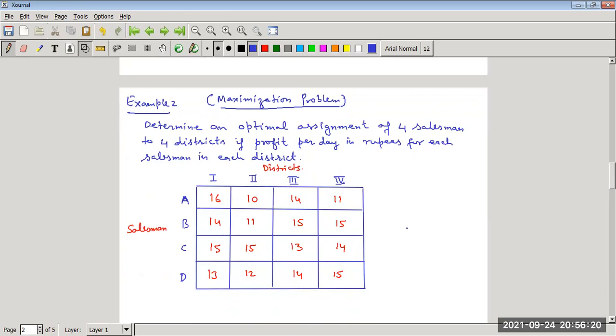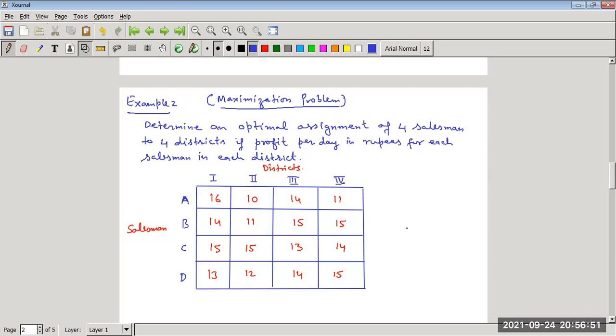What type of problems are maximization problems? Sometimes assignment problems deal with maximization of the objective function rather than minimization. It may be required to assign jobs to persons in such a way that profit is maximum. So in this problem, what is the objective? We have to maximize the profit. The problem deals with maximum profit.